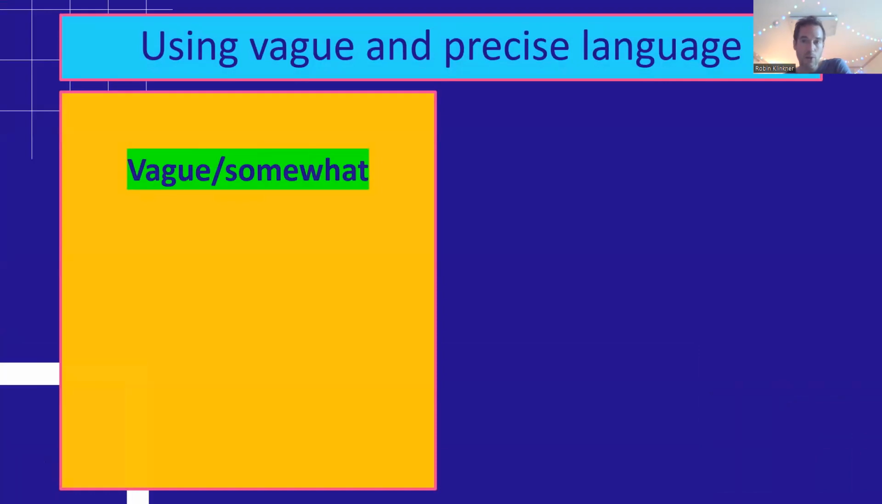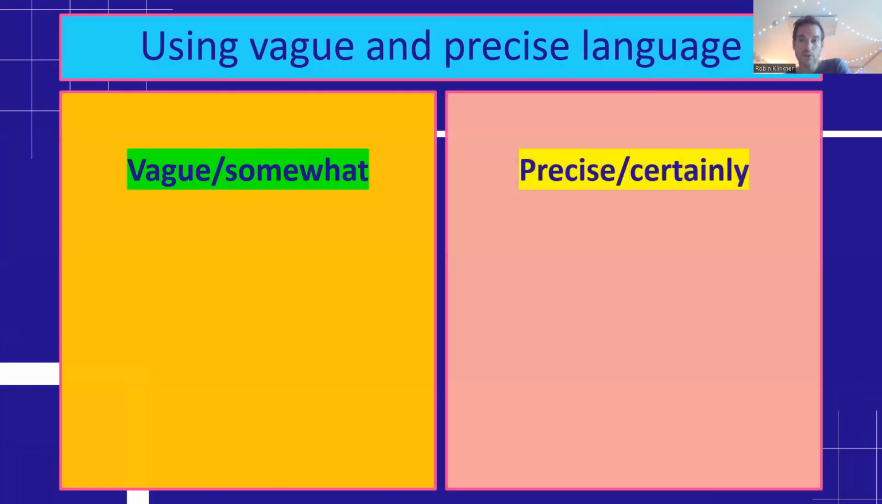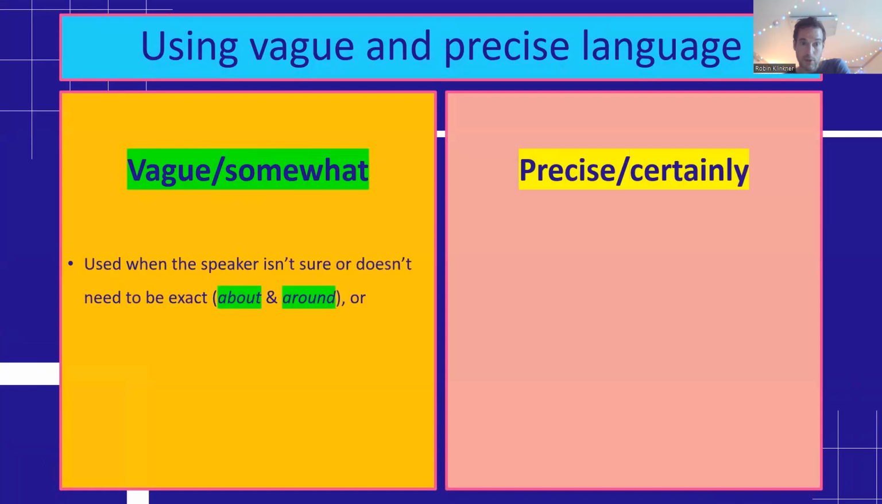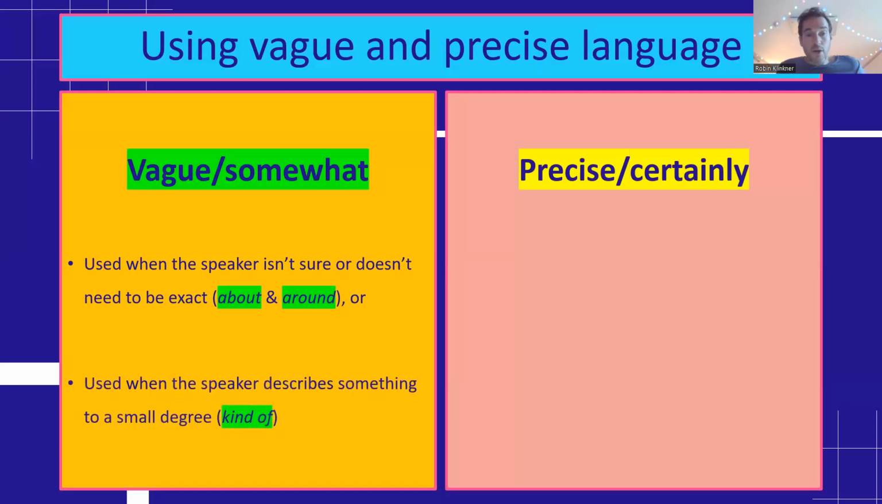Okay, vague, somewhat, precise, certainly. People use vague, somewhat, that type of language when the speaker isn't sure. Sometimes you're not sure, or you just don't need to be exact. And we use about and around those expressions. Or you can use somewhat, kind of, when you want to describe something to a small degree. You're not being exact, just it's kind of spicy.